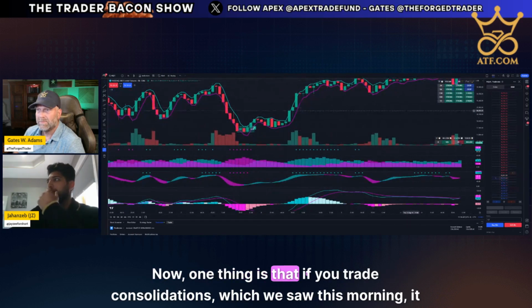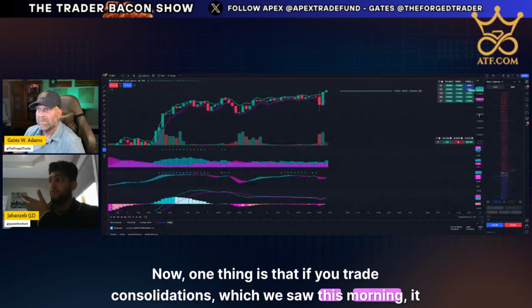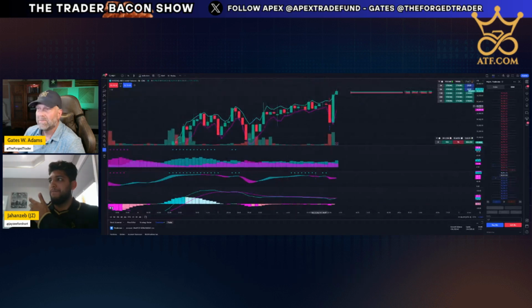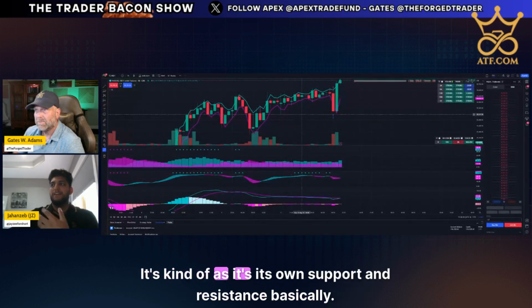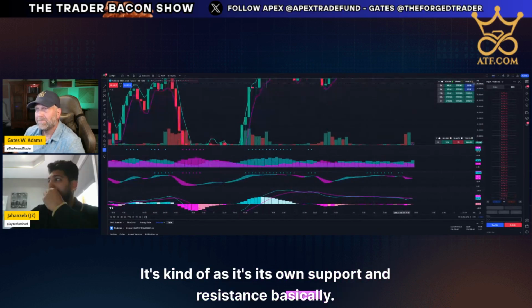Now, if you trade consolidations, which we saw this morning, it was very consolidated before a lot of these big movements. It's very true. As you can see, as soon as it crosses the line, it retracts. It's basically its own support and resistance.